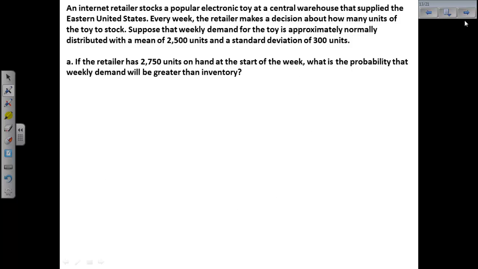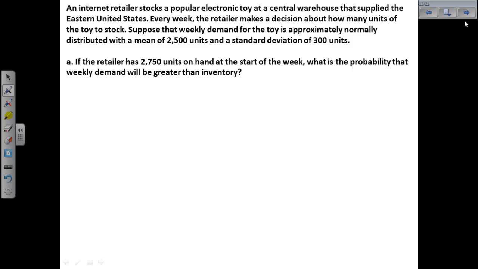So here's another scenario with another example. Let's say that an internet toy retailer stocks a particular toy at this warehouse, and every week the retailer has to decide how many units to order or stock. Based on empirical probabilities and past calculations, they find that the weekly demand for the toy is about 2,500 units with a standard deviation of 300 units. So they expect that prediction to be off up to 300 units.